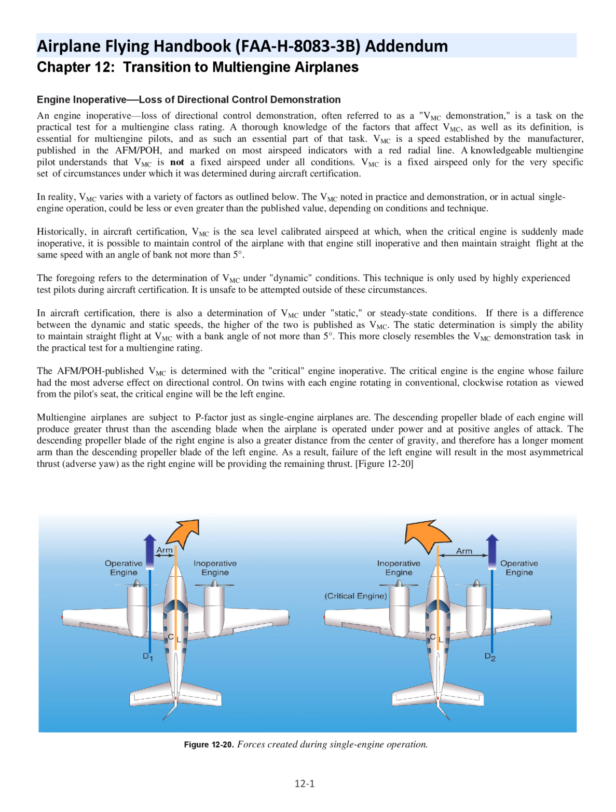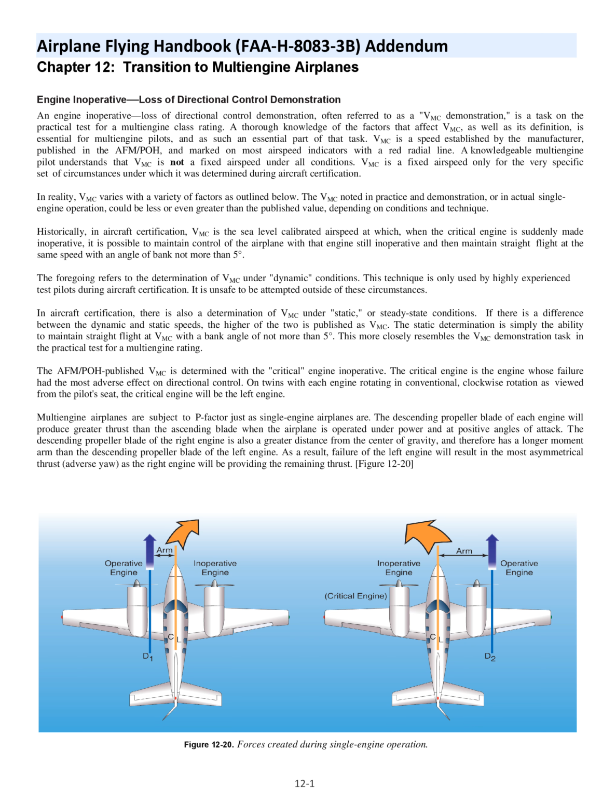The critical engine is the engine whose failure has the most adverse effect on directional control. On twins with each engine rotating in conventional, clockwise rotation as viewed from the pilot's seat, the critical engine will be the left engine. Multi-engine airplanes are subject to P-factor just as single-engine airplanes are. The descending propeller blade of each engine will produce greater thrust than the ascending blade when the airplane is operated under power and at positive angles of attack.